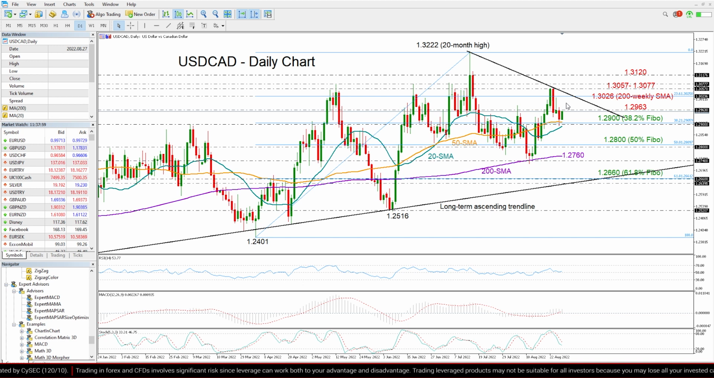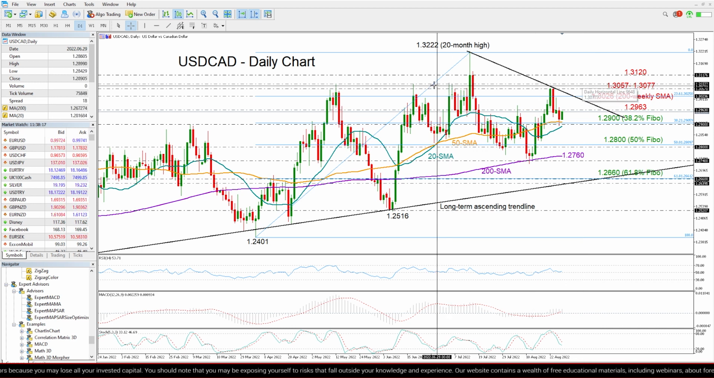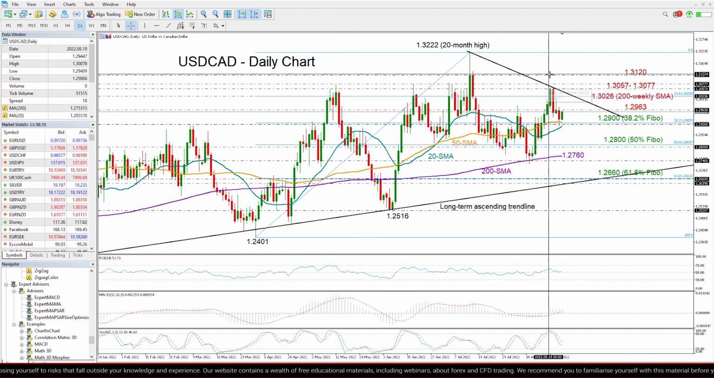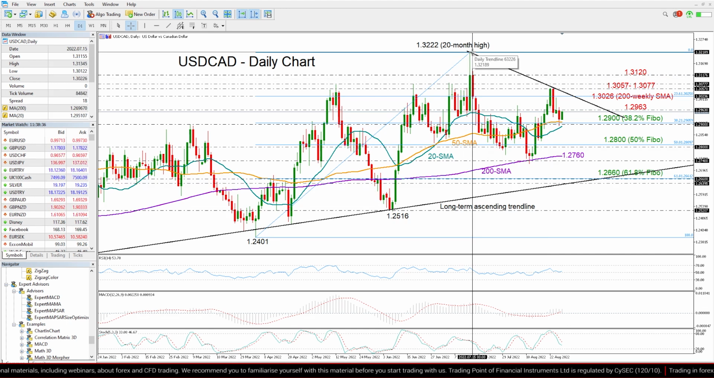Therefore, all eyes will be on 1.3026, but even if the price manages to cross above that bar, I would still maintain some caution until the price sustainably moves above the 1.3057 and 1.3077 key resistance territory, where the price paused several times since mid-May. Any break higher from here could then face another barrier at 1.3120, and once we break that level, I expect a direct flight towards the 20-month high of 1.3222.